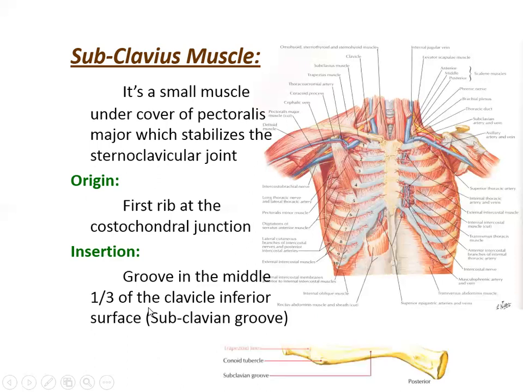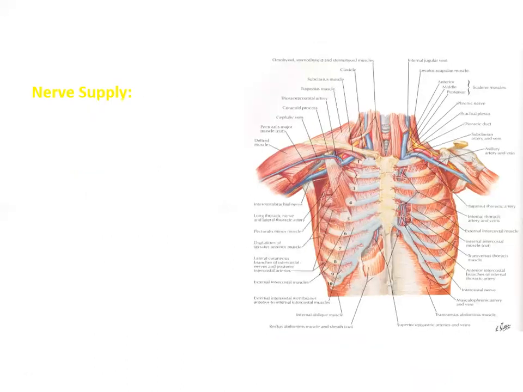So there is a groove just below the clavicle, as you can see in this picture. So this is the inferior surface. In the middle 1/3, there is a groove called the subclavian groove. Subclavian, because the subclavius muscle is getting inserted. So it is attached to the inferior surface, middle 1/3 on the subclavian groove. Okay, so this is the insertion and the origin of the muscle.